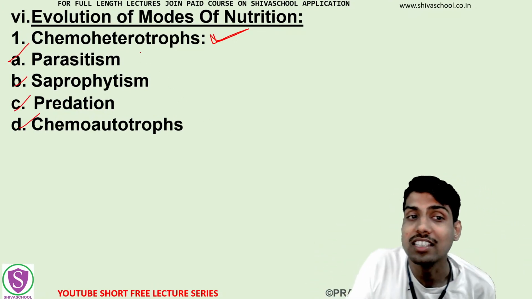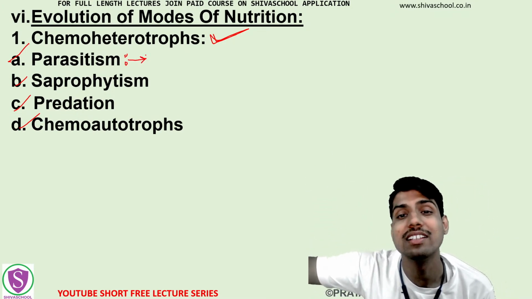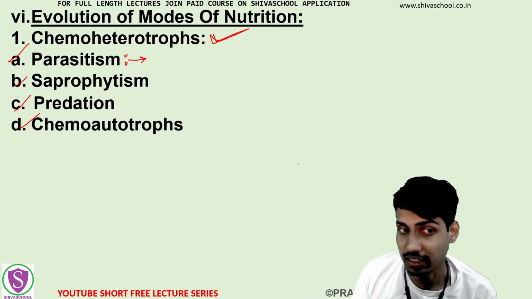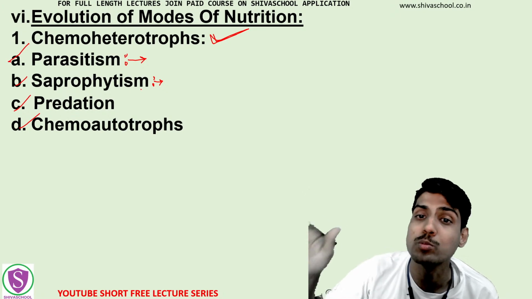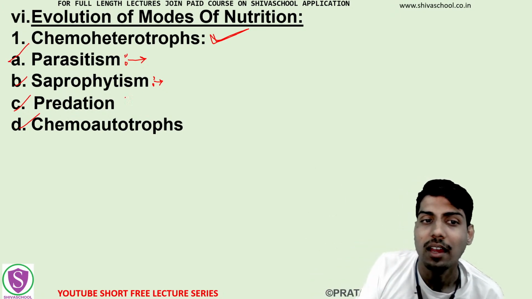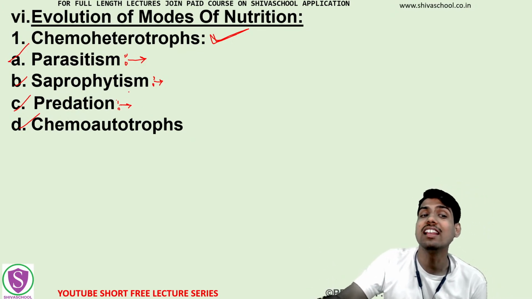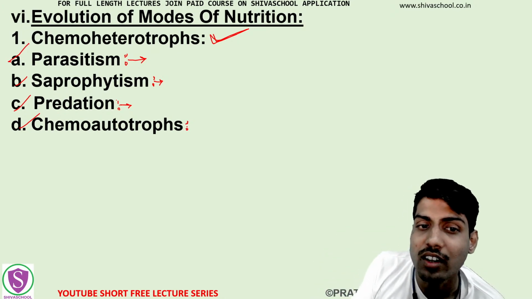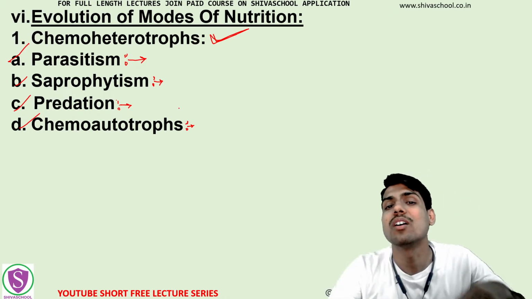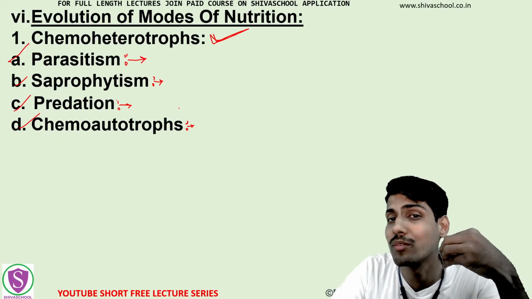Which are these? First, parasitism. They will attach themselves to other living cells and feed on them only. Saprophytism: now these will only feed on dead microbes or dead living cells, whatever is dead, they will feed on it. Predation means they will directly attack and kill other living cells and eat them. Chemoautotrophs: now they will start to synthesize their own chemical food. So these different modes of nutrition will develop.